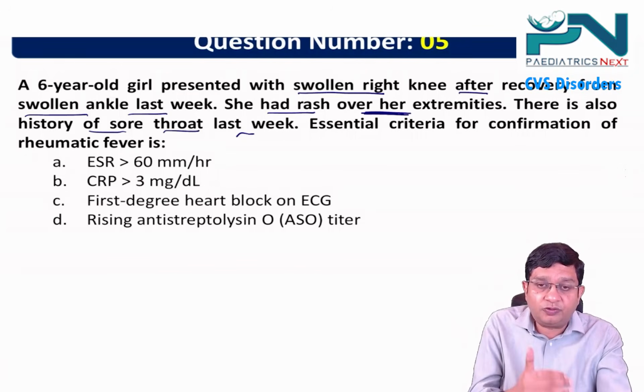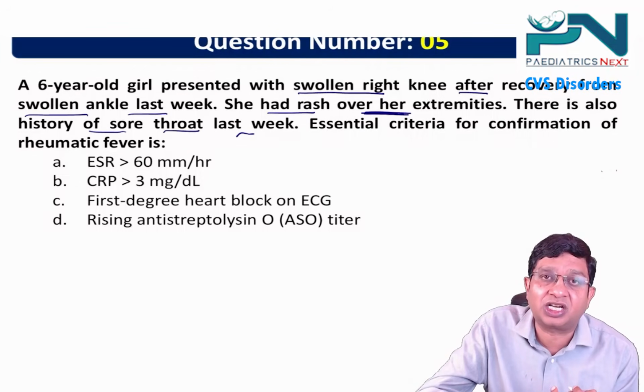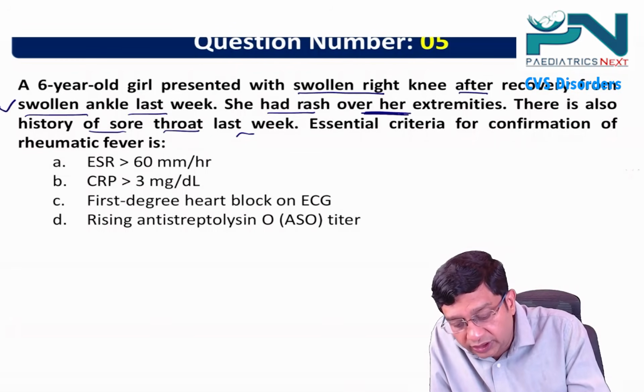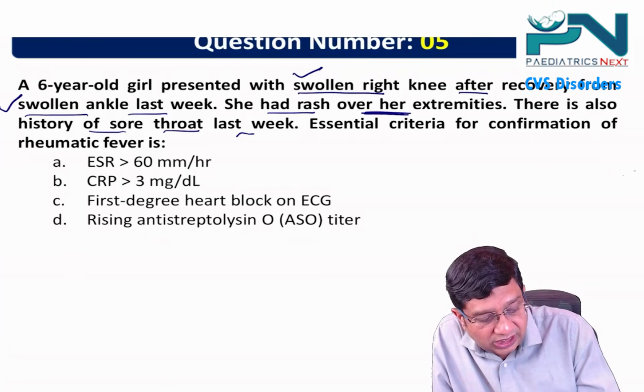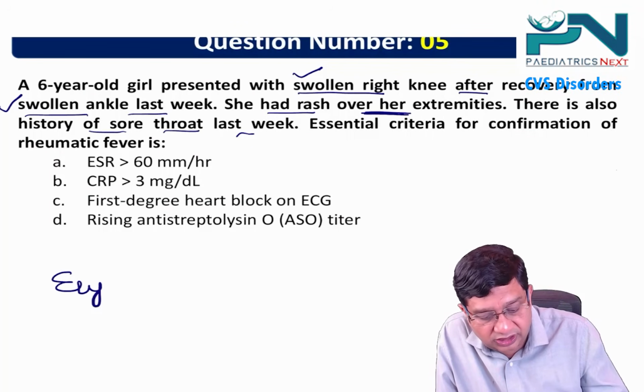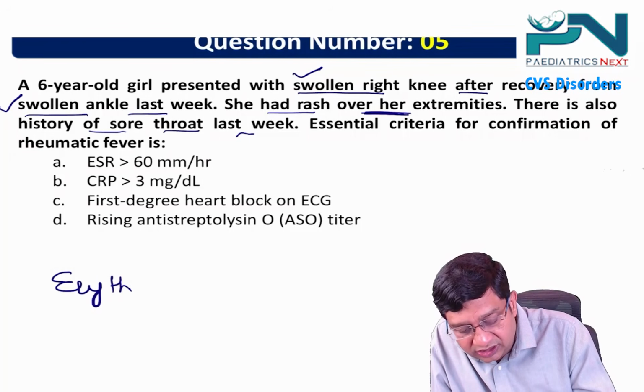Now, if you see in rheumatic fever, there is migratory arthritis. So first it was swollen ankle. Now it is swollen right knee. Rash over the extremities. This can be particularly what we say here. This is erythema marginatum.